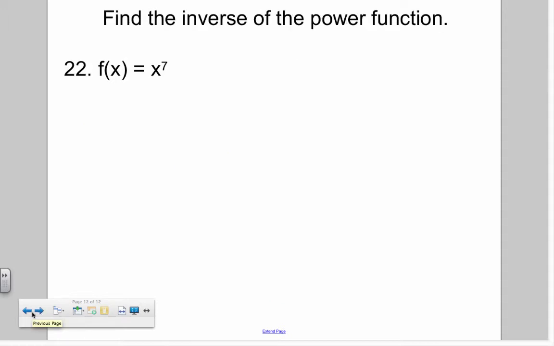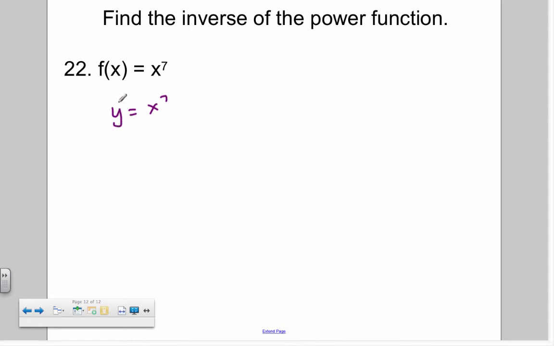Okay, last problem we'll do today is number 22. Number 22 says, find the inverse of the power function. So the function they gave me is f of x equals x to the 7th power. The first thing I'm going to do before I find my inverse is to rewrite this as y equals x to the 7th power. We know that f of x and y are interchangeable.